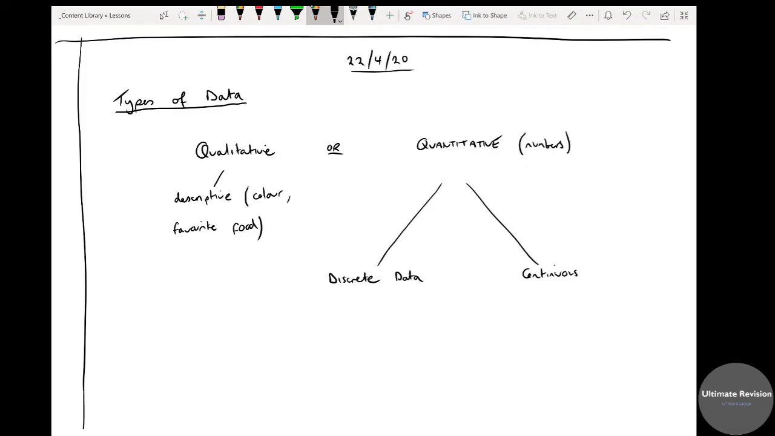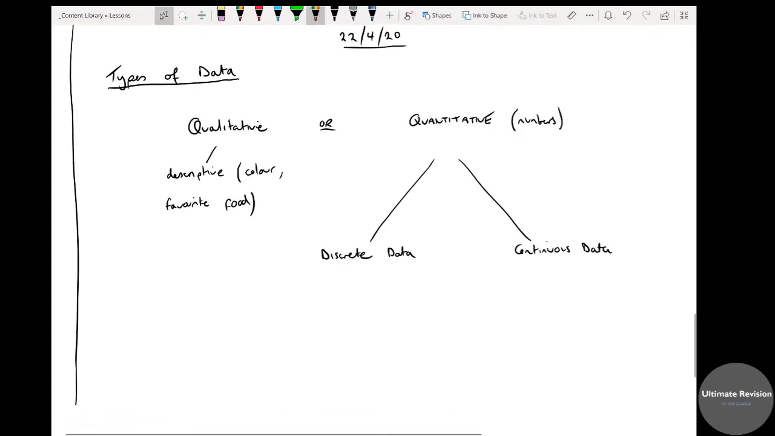I think I might have spelled that wrong, but continuous data. So you've got discrete data or continuous data. Now discrete data is where it has a fixed value. Okay, so a fixed value. It doesn't have to be a whole number, but it has to be something that's fixed. So it could be shoe size, because that's done in fixed sizes, isn't it?